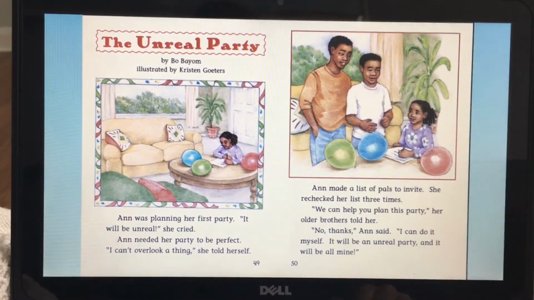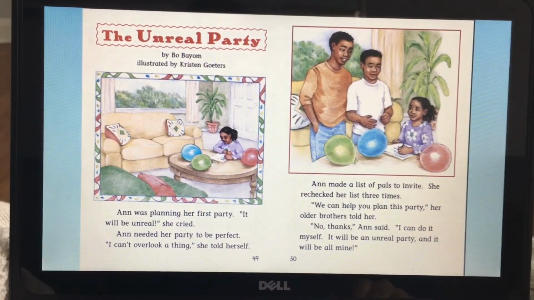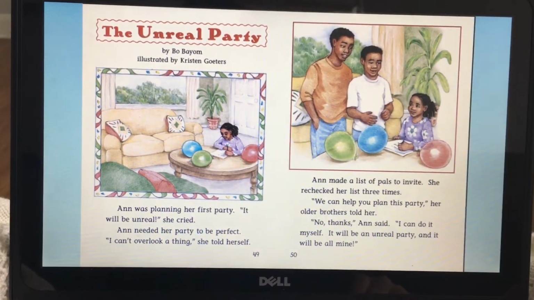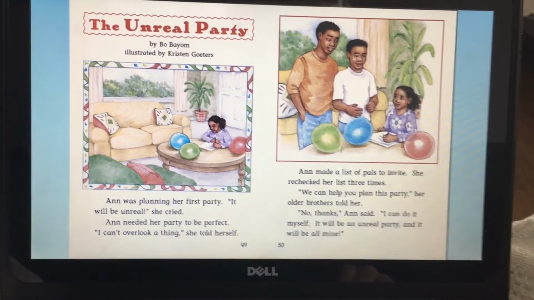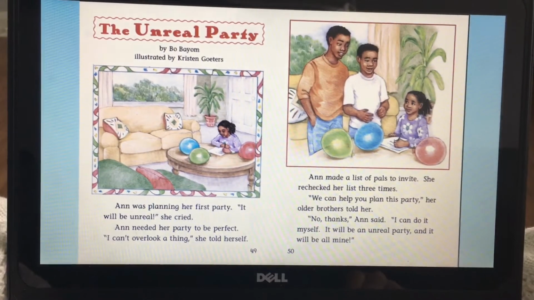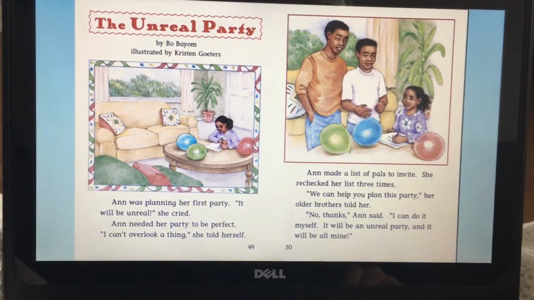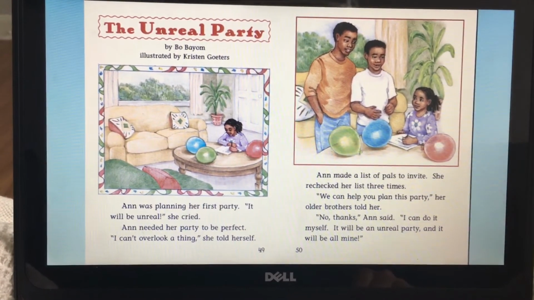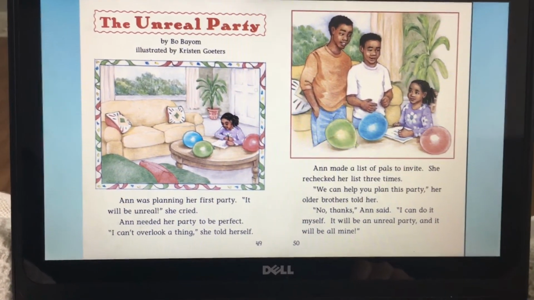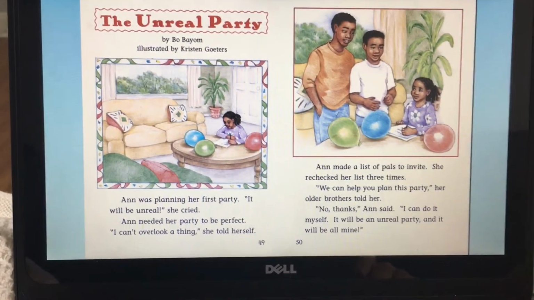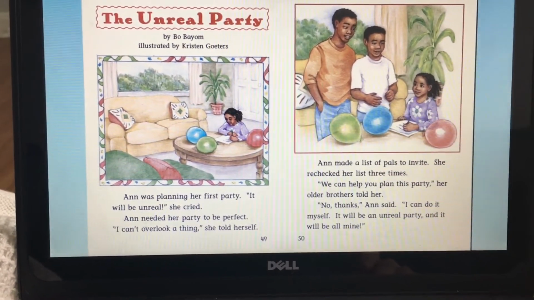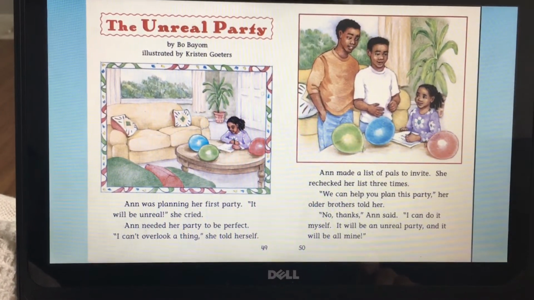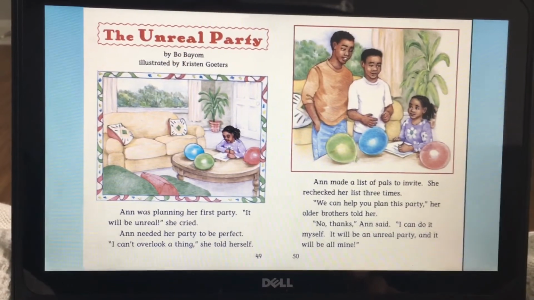Here we go. Anne was planning her first party. It will be unreal, she cried. Anne needed her party to be perfect. I can't overlook a thing, she told herself. Anne made a list of pals to invite. She rechecked her list 3 times. We can help you plan this party, her older brothers told her. No thanks, Anne said. I can do it myself. It will be an unreal party and it will be all mine.